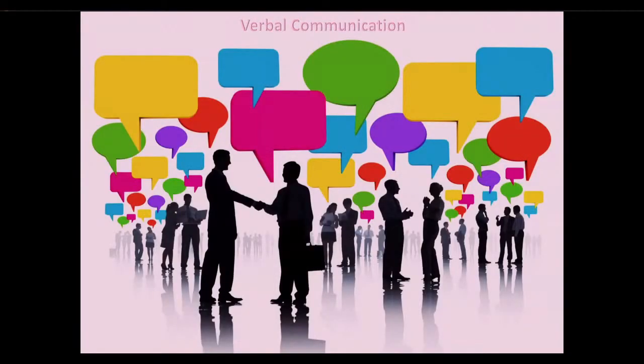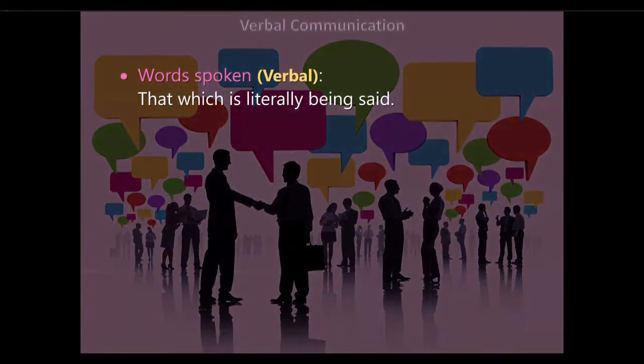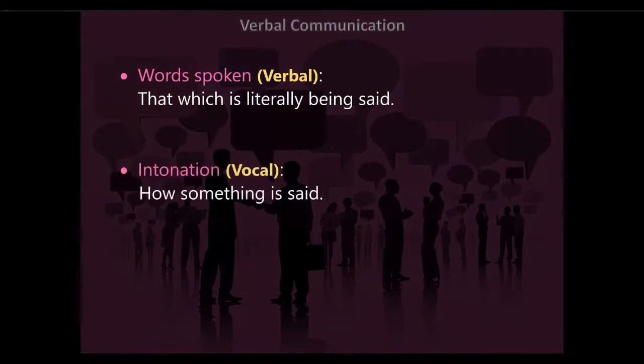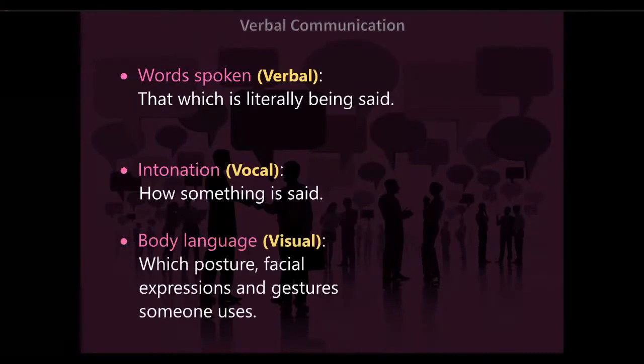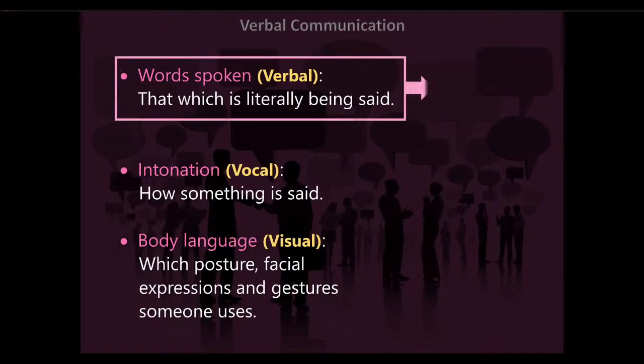In the 1960s, Professor Albert Mehrabian and his team at UCLA conducted studies into human communication patterns. Now, according to him, interpersonal communication consists of three elements. Words spoken, which is literally what is said. Intonation, how something is said. And body language, referring to the posture, facial expression, and gesture someone uses. Now, which one is verbal and which one is non-verbal? Quite clear, right?